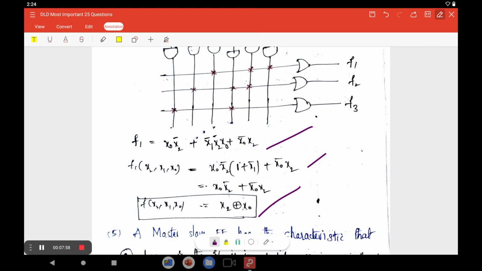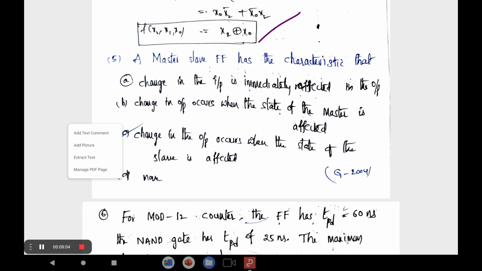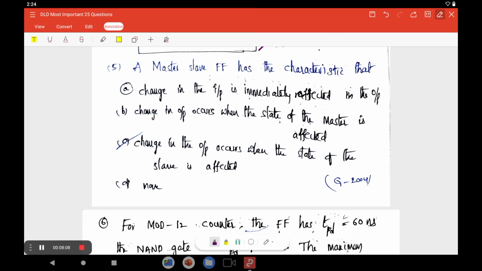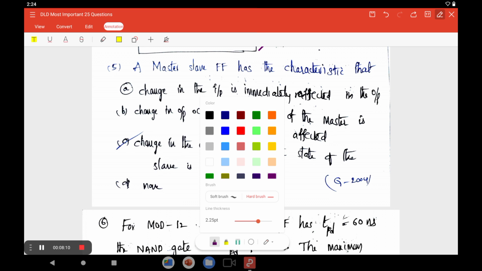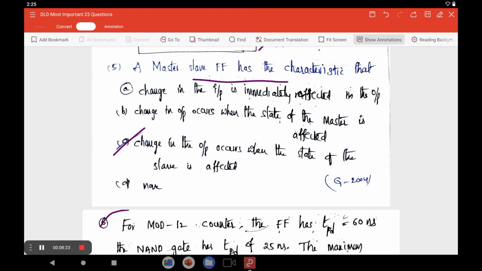Okay. So next one is question number 5. I will discuss it very quickly. In this case, what is the question? A master slave flip flop has the characteristic that, what is the master slave? That means whenever the slave changes, at that time only the output changes. So that is the answer for this question. So next, question number 6.